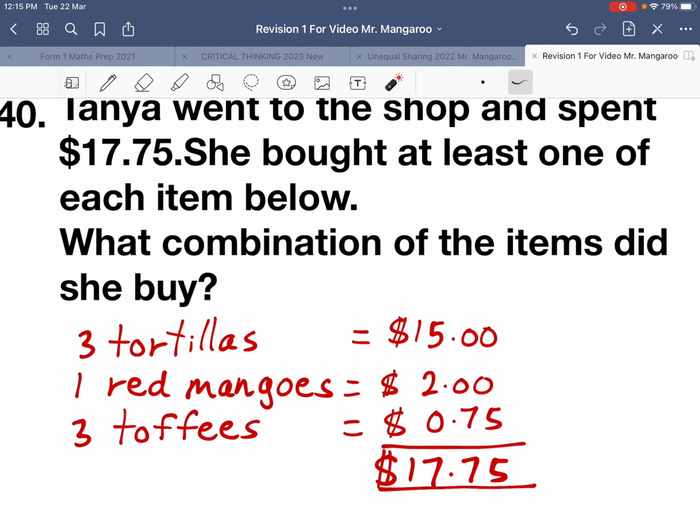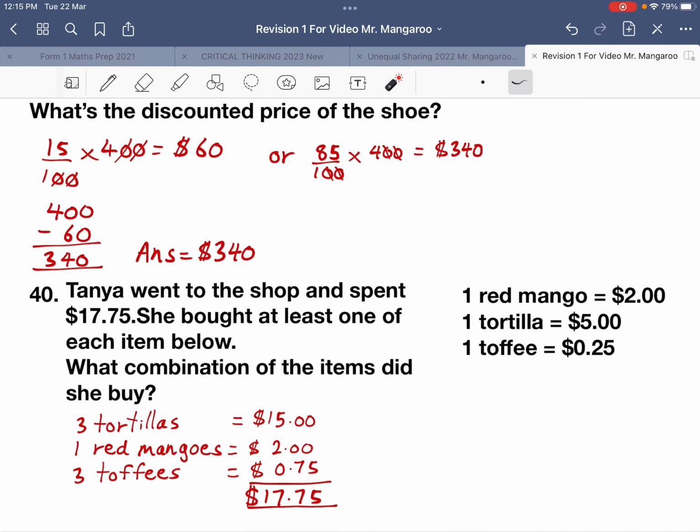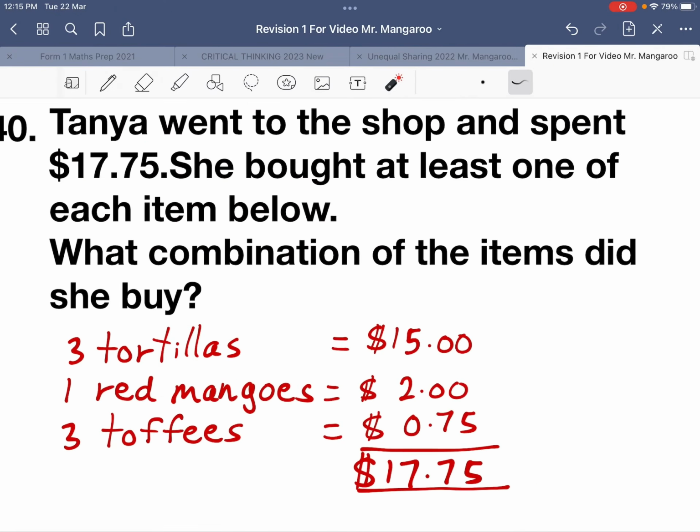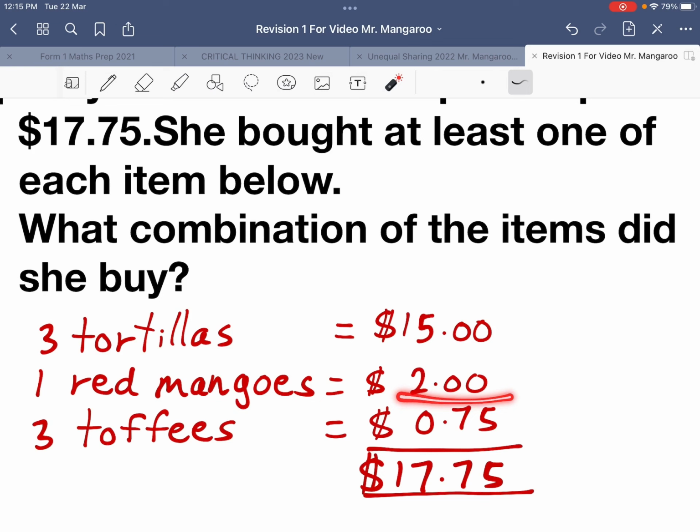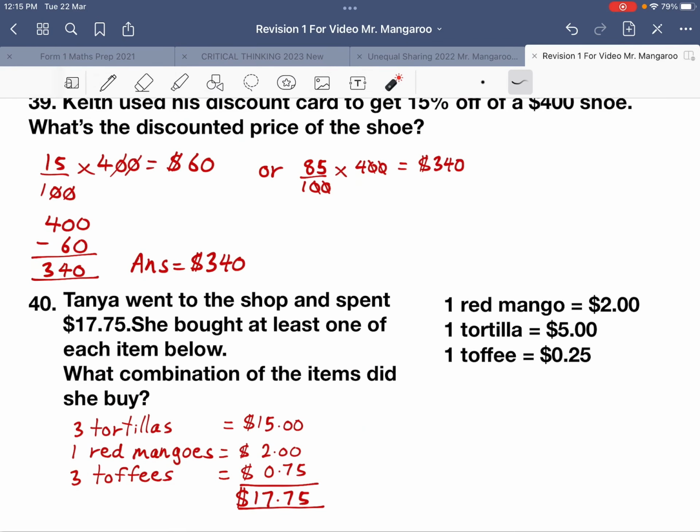So one way we can do it, we can say 3 tortillas is 15, 3 times 5, 1 red mango is $2, and then 3 toffees is 75 cents. Now one of the hints here is that we have 75 cents. I mean, the only thing that has cents is toffees, so that will be 3 toffees. Right? And then we have 17. How do we get 17?